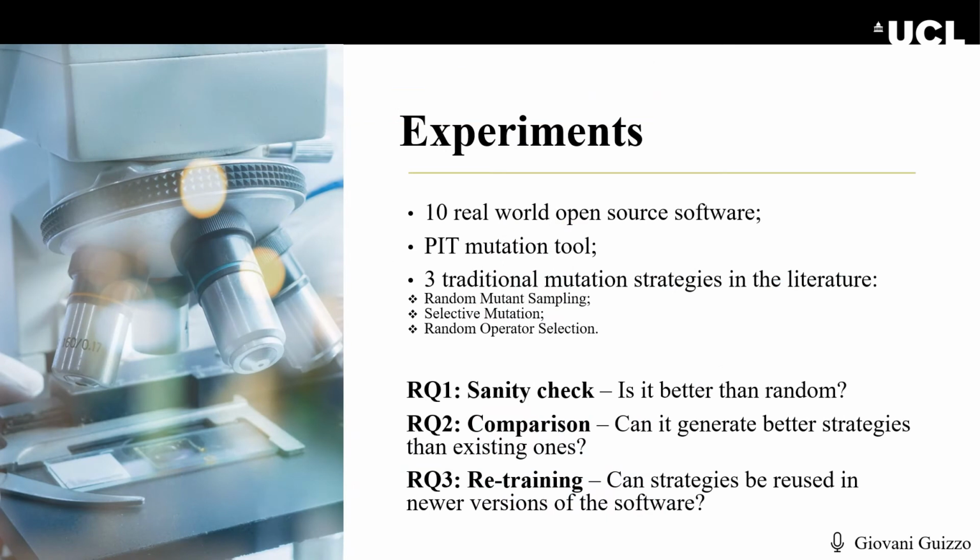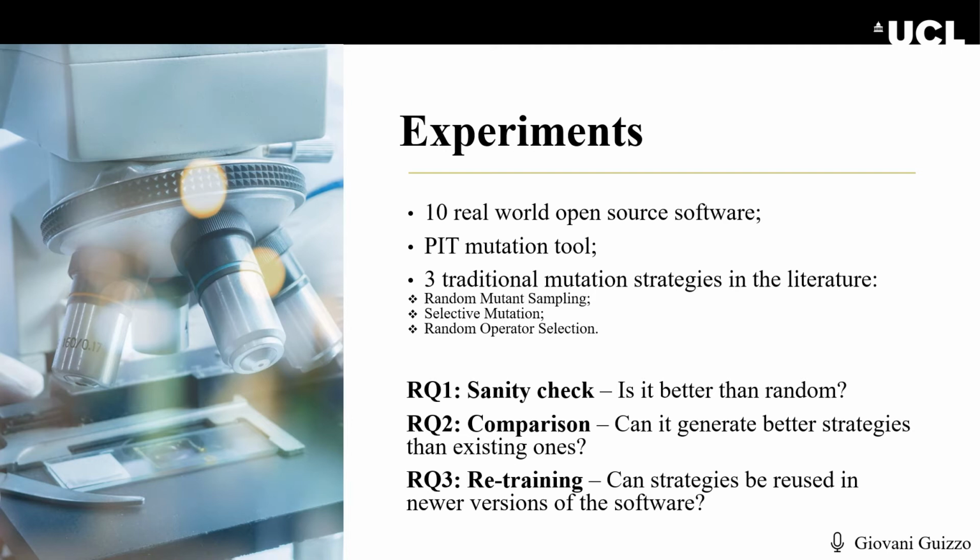As per usual, we performed a set of experiments to assess the effectiveness of Sentinel. We used 10 real-world systems in the comparison and PIT mutation 2 to create mutants. We have also included 3 traditional mutation strategies: random mutant sampling, which selects mutants at random in a given percentage; selective mutation, which leverages operator information to select only the most relevant mutation operators to perform the mutation analysis; and random operator selection, which selects only a subset of random operators.